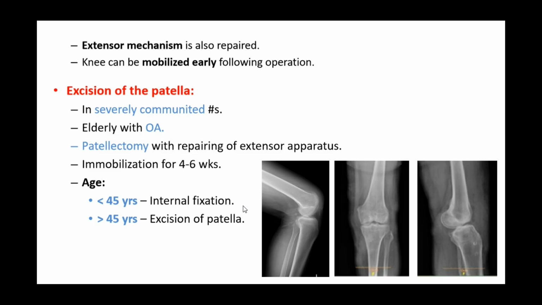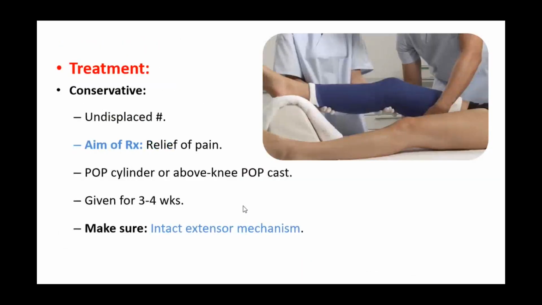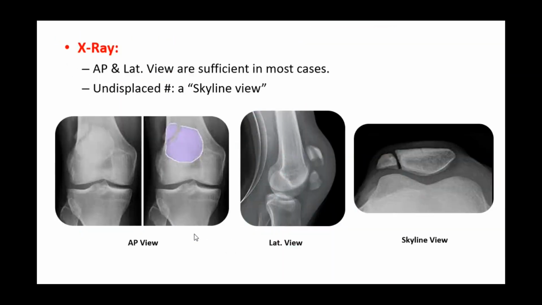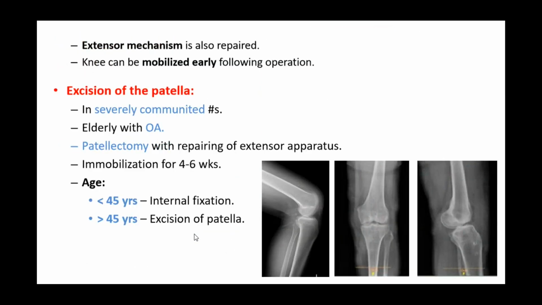The whole extensor mechanism, especially the retinaculae, if they are injured, as we have seen in the above images, shows how the extensor retinaculae often get injured or ruptured. So if there is a rupture of the retinaculum, then it needs to be repaired. The knee can be mobilized early following operation, because one of the complications of this problem is stiffness of the joint. So early mobilization is important.